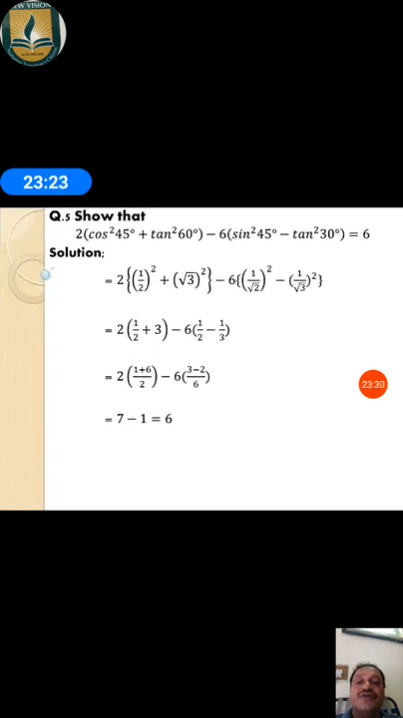that is (1 by root 2) whole square, plus tan square 60 is (root 3) whole square, minus 6 into sin 45 is (1 by root 2) whole square, minus tan 30, (1 by root 3) whole square. Now that is 2 into (1 by 2 plus 3) minus 6 into (1 by 2 minus 1 by 3). Now that is 2 into... you take the LCM, 1 plus 6 minus 6 times (3 minus 2) by 6, that is now 7 minus 1. It is now 6.